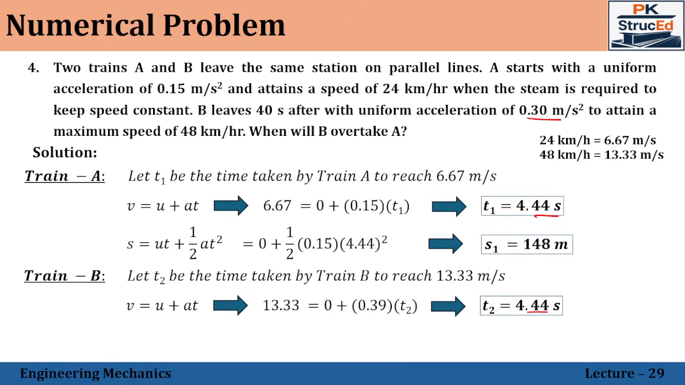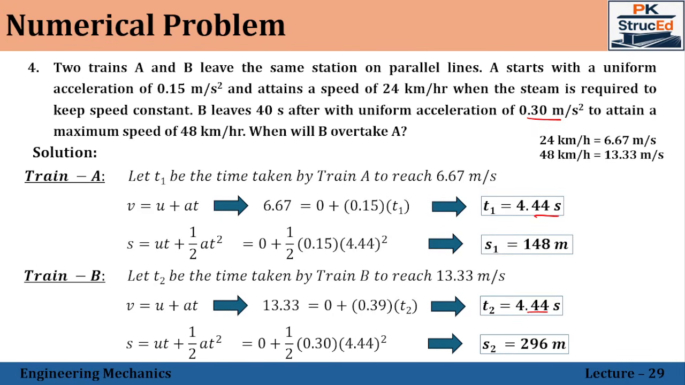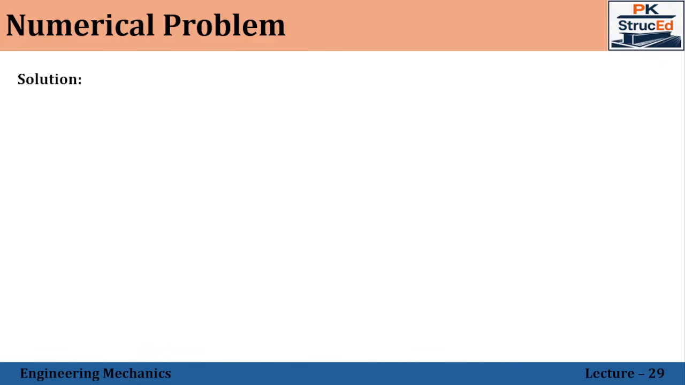Whereas the distance covered by train B in the duration of 4.44 seconds will be 296 meters, double the distance traveled by train A. Why? Because it has double the acceleration. So this is with respect to the first segment. Then in the second segment, both the trains are going to maintain a constant speed.